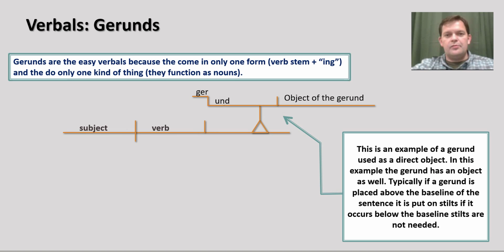Verbals can be some of the most complicated elements to diagram. Gerunds, participles, and infinitives are your three verbals. Gerunds are the easiest of those three because they come in only one form, which is a verb stem, so something that looks like a verb, plus ing. And they do only one kind of thing.